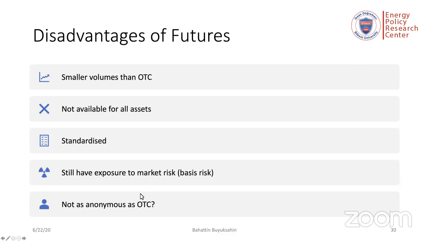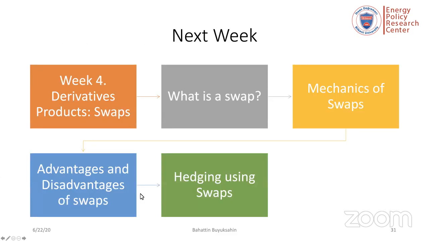So this week we discussed futures products. Next week I will discuss swaps: what a swap is, the mechanics of swaps, advantages and disadvantages of swaps, hedging using swaps, and I also would like to talk about what has changed since the Dodd-Frank Act, because before, swaps were not regulated at all. Now they are mostly regulated. Sometimes we have standardized swaps.